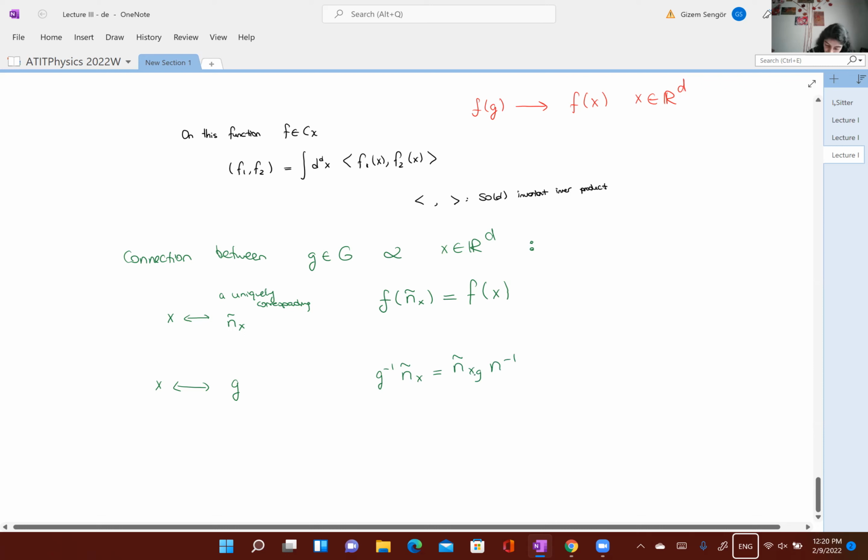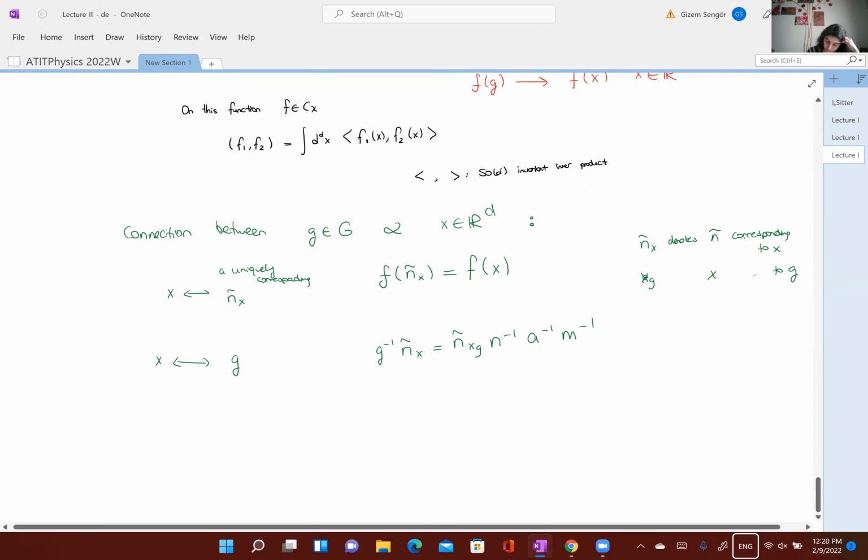So this x_g denotes the x corresponding to the g of interest. Let's see, until the x denotes until the corresponding to x, x_g denotes x corresponding to g. So that's to a specified g.